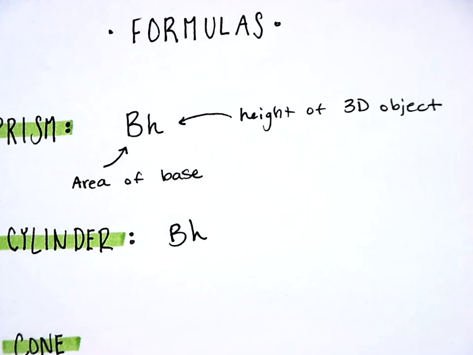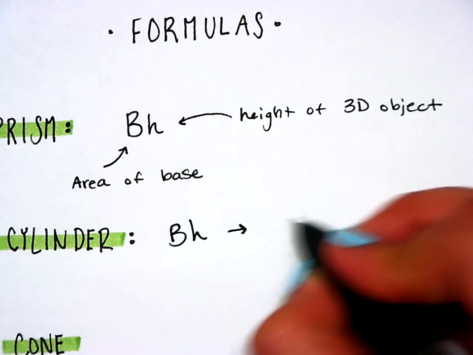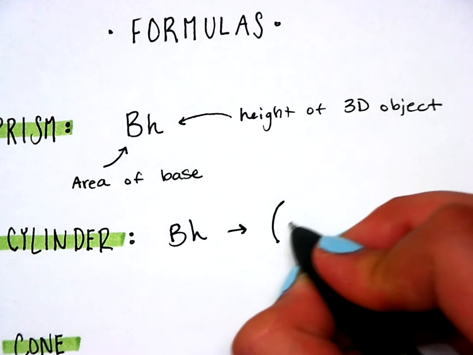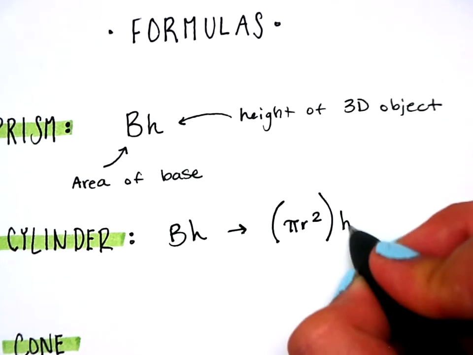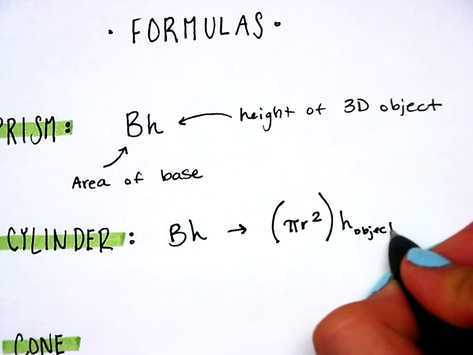But for cylinders it's special because our base is a circle, right? So the area of the base is pi r squared, and then we still have the height of the object.